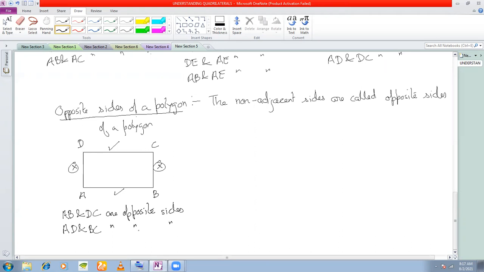Similarly, you can have it for a square, for a parallelogram also, and for a pentagon. Can we have it for a triangle? You cannot have opposite sides in a triangle. Even for a pentagon, you can have opposite sides, but there will be many opposite sides. So the opposite sides you'll mainly need for four-sided figures. For example, for a pentagon, let's say.